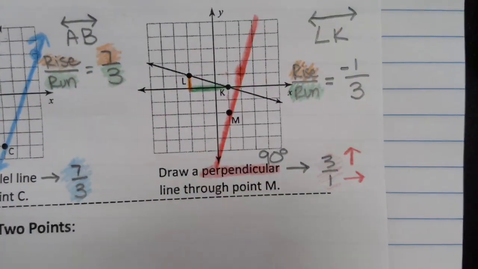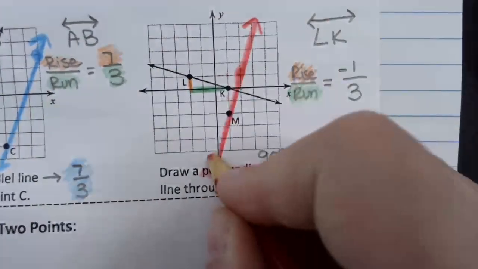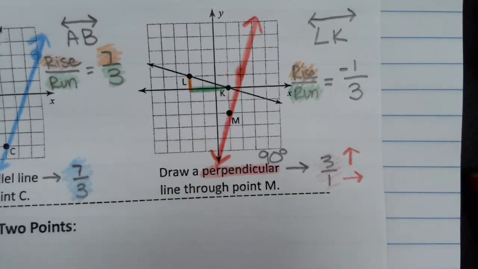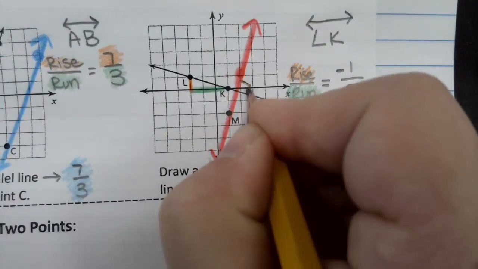And we know it's perpendicular, so what do we know about where they cross? It's 90 degrees. How can I show to my reader that that crosses at 90 degrees? Yeah, the little box.